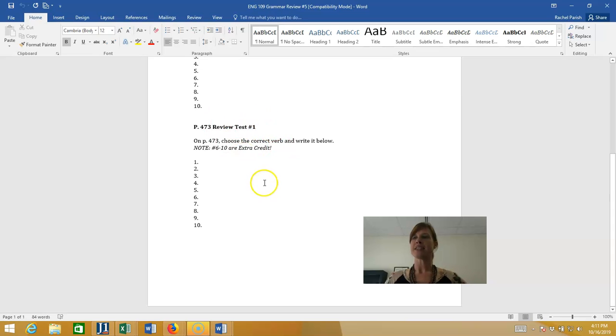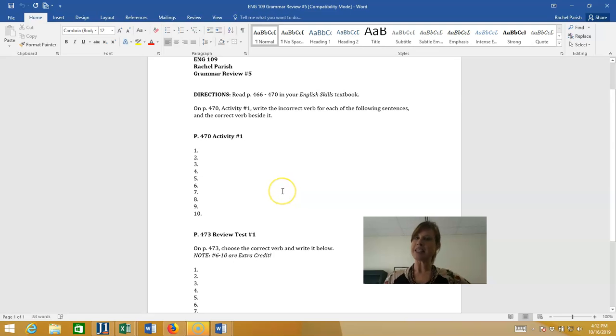On the review test right here, you will choose the correct verb for numbers 1 through 5. Numbers 6 through 10 are extra credit. Woo! So if you're wanting some extra credit in this class, which some of you might be, I would highly suggest this is some easy extra credit for you. You just do 1 through 5 for credit. 6 through 10 are extra credit. So you could get 5 points of extra credit just on this assignment. And we're going to have several assignments over the next couple of weeks with some extra credit opportunities. So please take advantage of that.